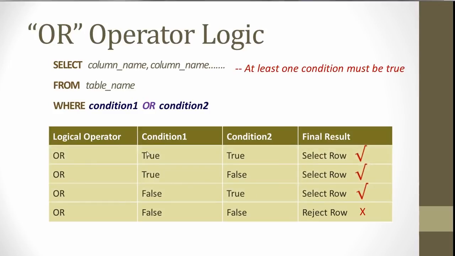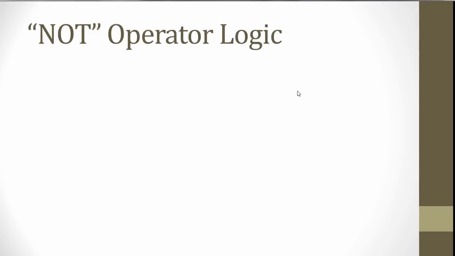In all the first 3 cases we select the rows, and in the last case of course we reject the row. Now let's look at the NOT operator logic.